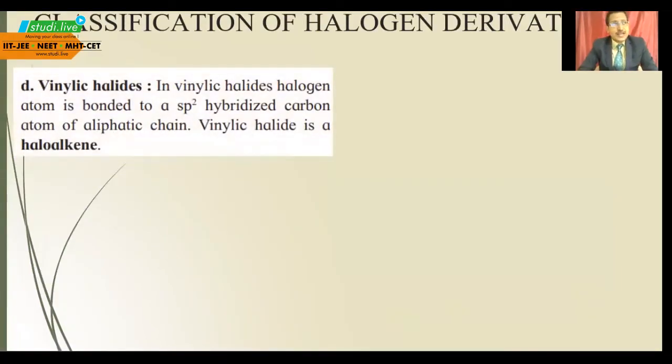The next one is vinylic halides. Now what is vinylic halide? Now vinyl group, this is again something new. Allyl group I told you to mark. अब vinyl group पे मार्क कर लेंगे हम लोग, तो समझ में अच्छे से आ जाएगा.